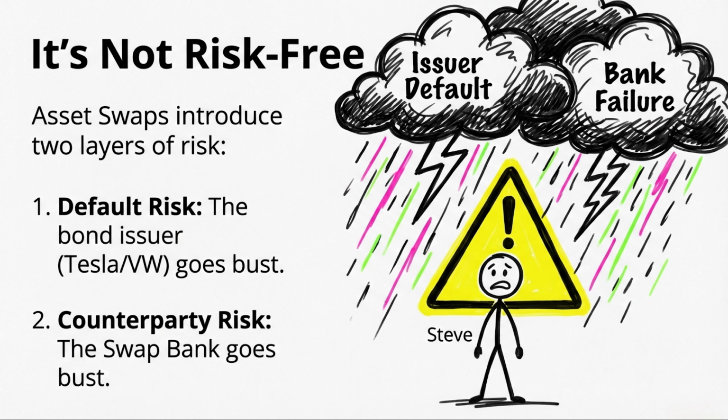2. Counterparty risk on the bank. What if the bank you did the swap with goes bust? You still have the bond, but your hedge is gone. You revert to holding a fixed-rate bond, which might not be what you wanted.